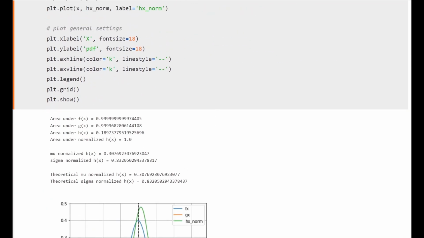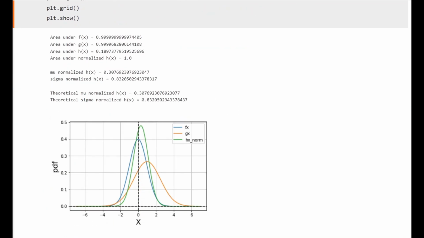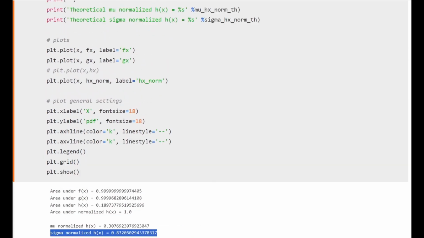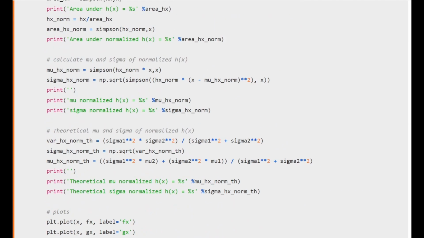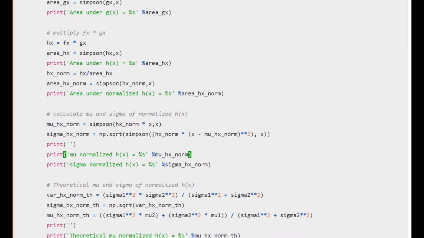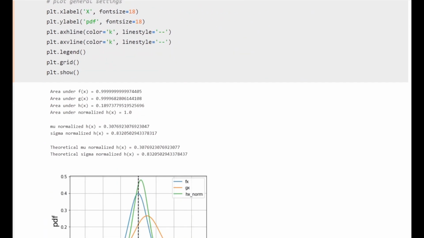So here are the theoretical values, computed through the formulas. Here the mu is 0.3 and here the mu is 0.307, which is matching. Here is the theoretical sigma, 0.83, and here is also the same value, 0.83. So our mathematical results are matching with the real results, the results obtained through the code, by following the first principles of mu and sigma. And this shows a couple of things.